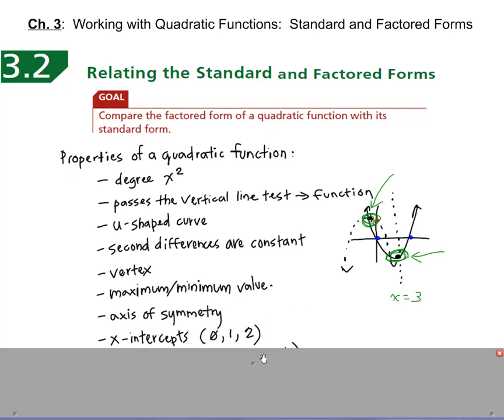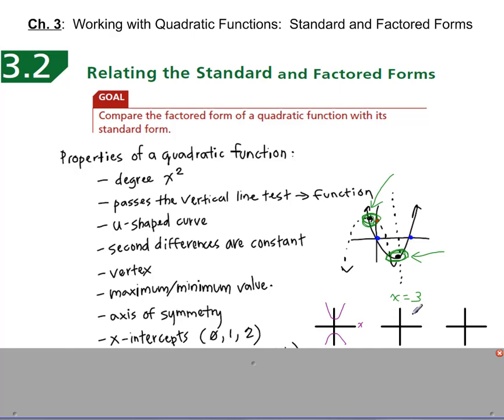Finally, for our x-intercepts. You remember a lot of this from 9th grade. With a quadratic, we can have 0 x-intercepts, and I'll show you how that would look. We could have a quadratic that doesn't cross our x-axis because it's above and opens upwards like this, or it's below and opens downwards like that. Either of those would have 0 x-intercepts. It never crosses the x-axis.